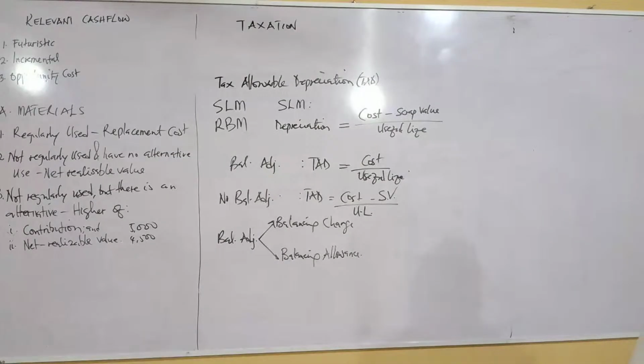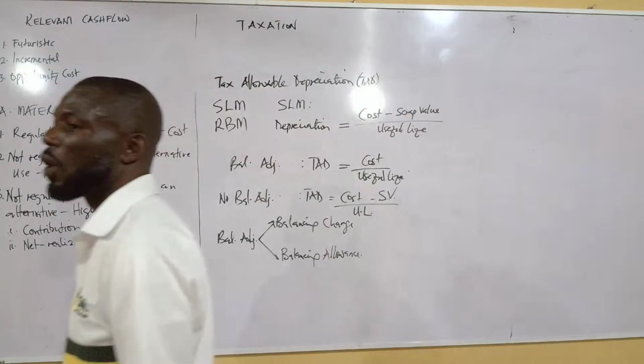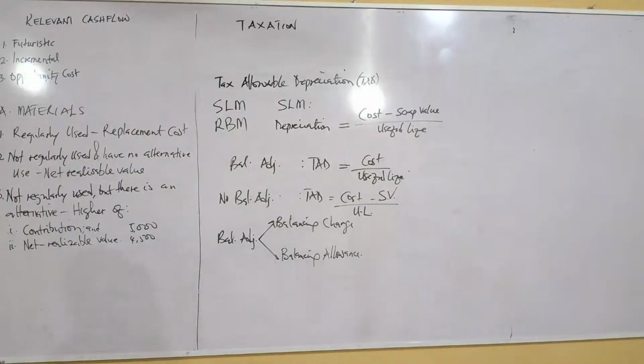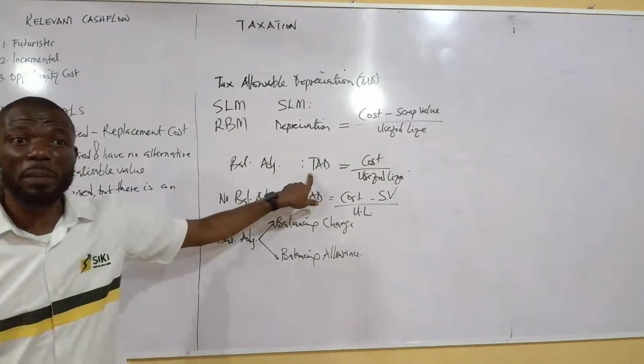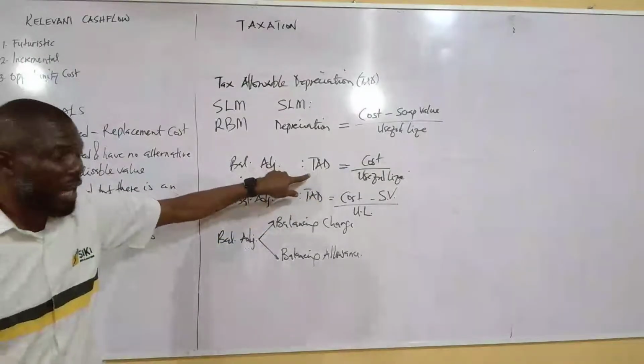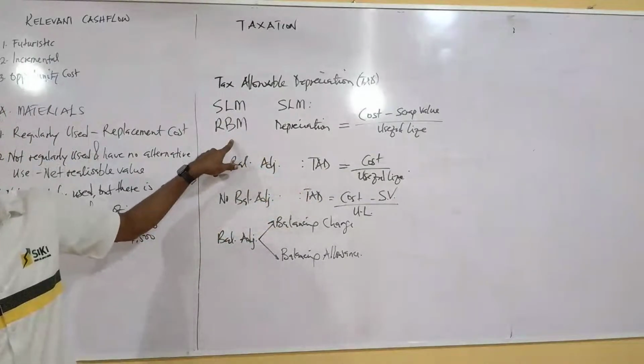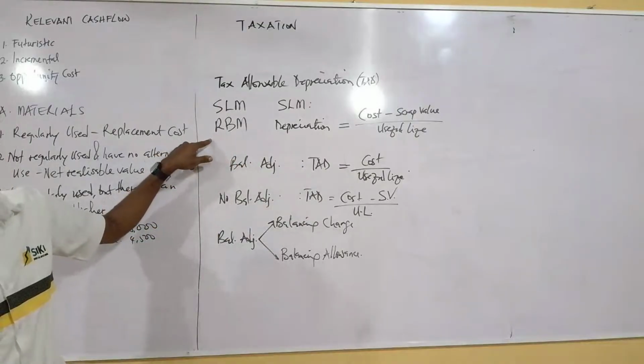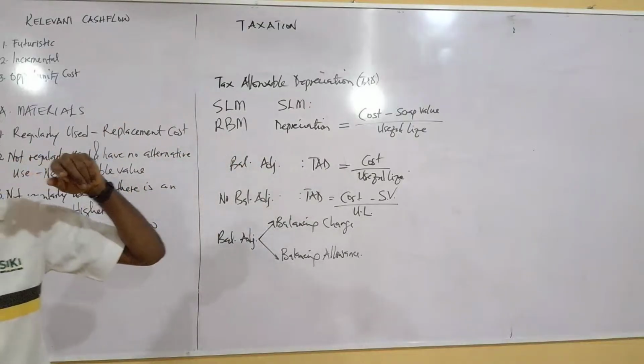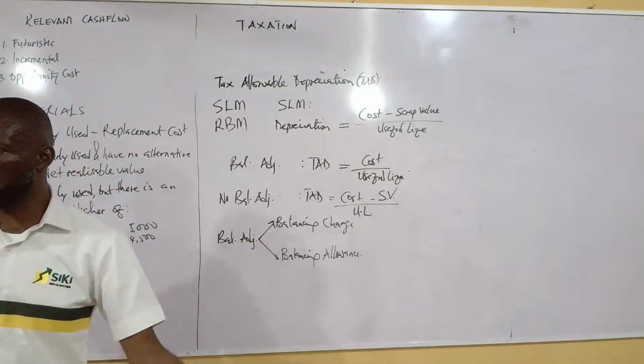You will look at the scenario. He will just tell you to make balancing adjustment. So you will look at the scenario to know whether it is balancing charge or balancing allowance. Remember, this is coming in place of capital allowance. Capital allowance is coming because you bought a qualifying capital asset.